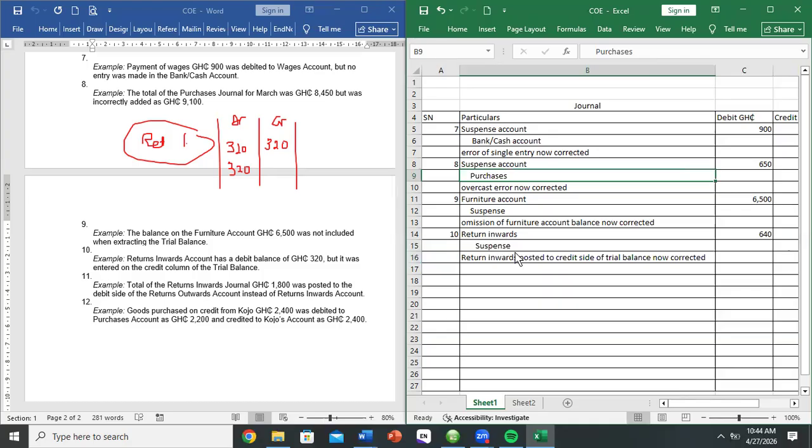So you see that if you take your time and you analyze the errors, it's not really difficult. Okay. If you have to draw the trial balance for you to understand the error, draw it. If you have to draw an account to show and understand the error, draw it. It wouldn't take anything away from you. Okay.